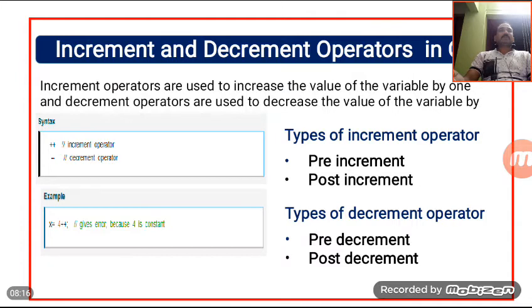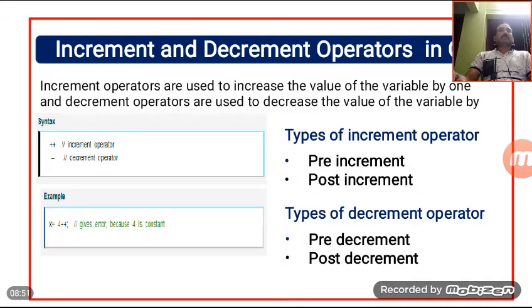Next topic is increment and decrement operator in C++. Increment operators are used to increase the value of the variable by 1 and decrement operators are used to decrease the value of the variable by 1. Both increment and decrement operators are used on a single operand or variable, so they are called unary operators. Unary operators have higher priority than the other operators. It means unary operators are executed before the other operators.